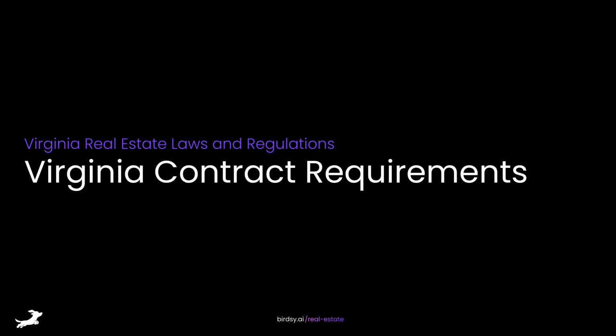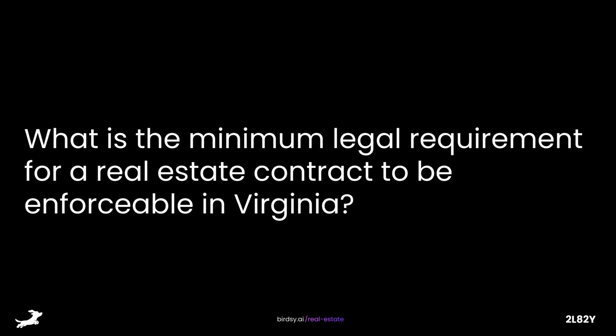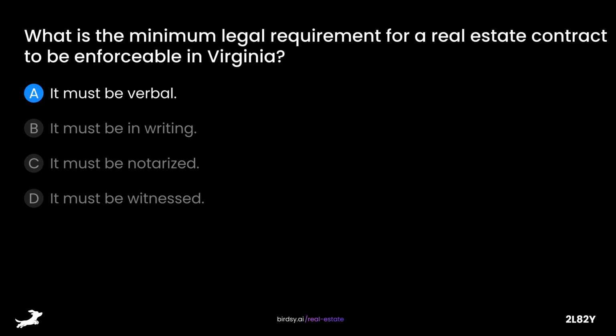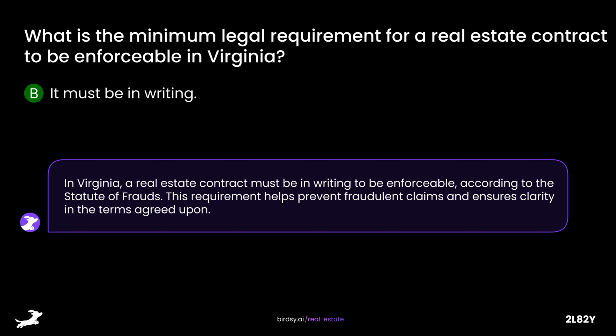Virginia contract requirements. What is the minimum legal requirement for a real estate contract to be enforceable in Virginia? Is it A, it must be verbal, B, it must be in writing, C, it must be notarized, or D, it must be witnessed? The answer is B, it must be in writing. In Virginia, a real estate contract must be in writing to be enforceable according to the Statute of Frauds. This requirement helps prevent fraudulent claims and ensures clarity in the terms agreed upon.